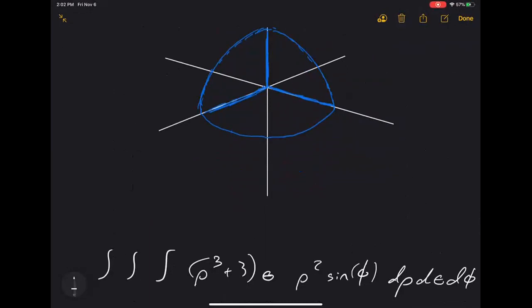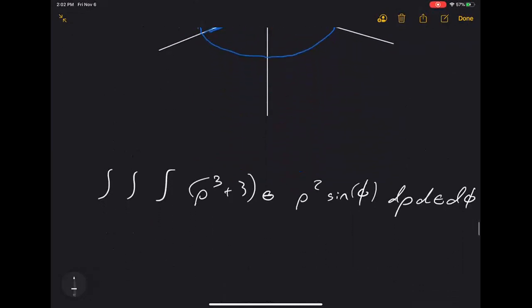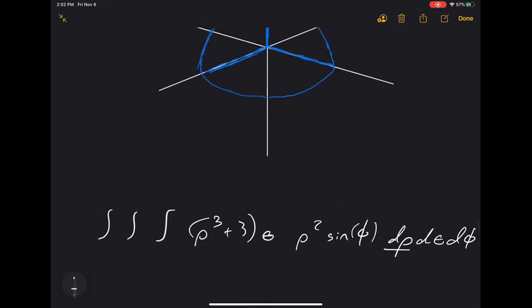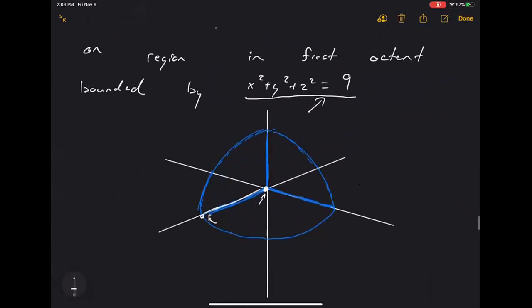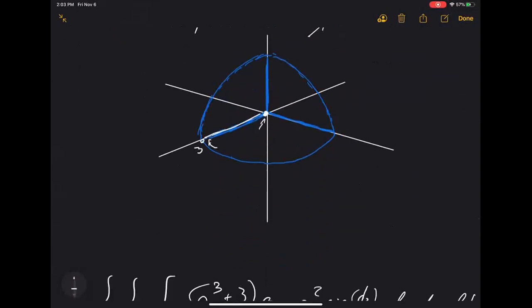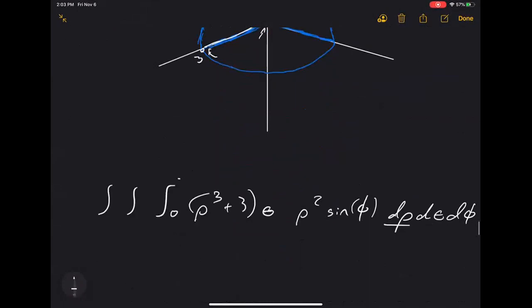Let's do it from the inside out. What are my bounds on rho? Where do my radii begin and where do they end? Think about moving along this line here. My rho would begin at 0 and go till whatever this value of rho is. Well, that outer edge is given by a sphere with radius 3. So this would be radius 3 here. So my rho goes from 0 to 3.